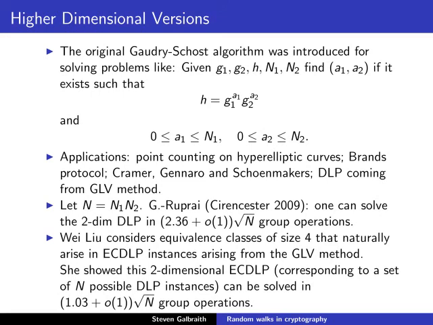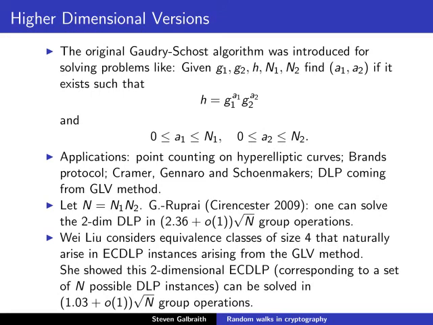And this has applications. Gaudry and Schost were getting these from point counting on hyperelliptic curves, but there are various things in the literature which boil down to this. Again, you've got obvious baby step, giant step type algorithms for this, but the question is to get a low memory algorithm. Gaudry and Schost give that, and we refined their method to get a better running time.